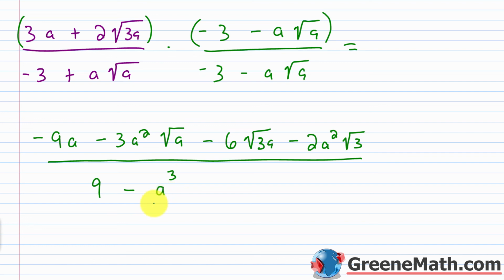Nothing I can do with that. So I have negative 9a minus 3a squared times square root of a minus 6 times square root of 3a minus 2a squared times square root of 3 over 9 minus a cubed as my simplified answer.